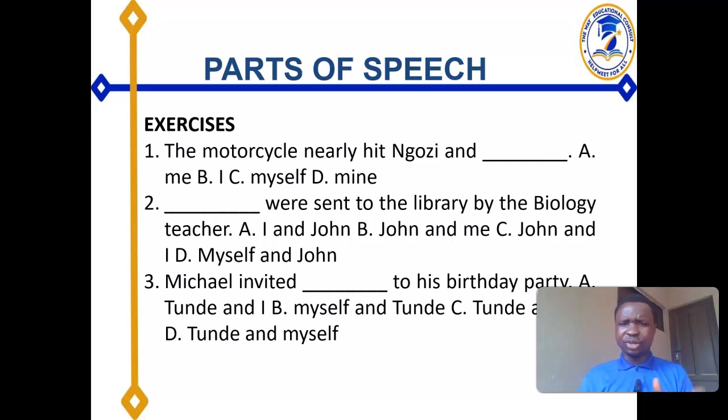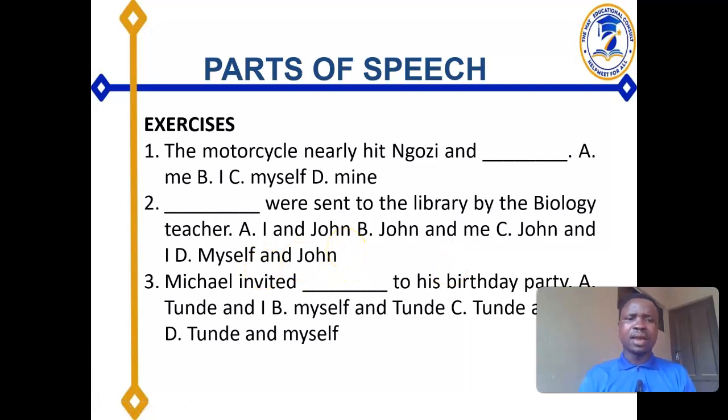Are you getting it now? So it's not "I and John", but rather "John and I". Even if you look at item 1, that first question, "the motorcycle nearly hit Ngozi and" what? "And me", not "me and Ngozi". You see that Ngozi comes before "me". That is an insight into that.